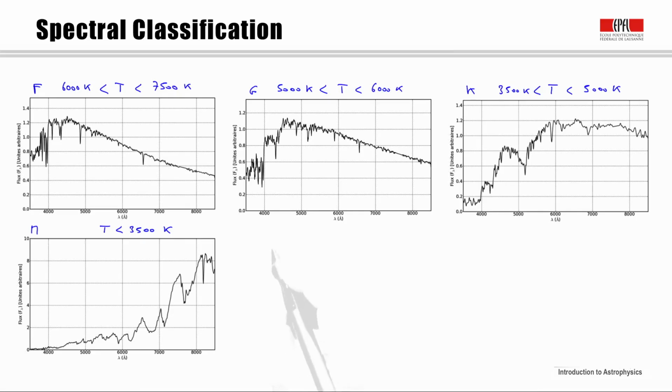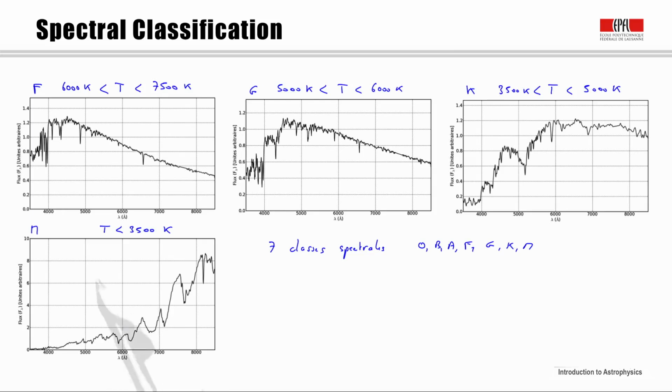As said before, there are 7 spectral classes. And here are the 4 last ones: O, B, A, F, G, K, and M. We see the black body peak moving toward the red domain as temperature decreases.